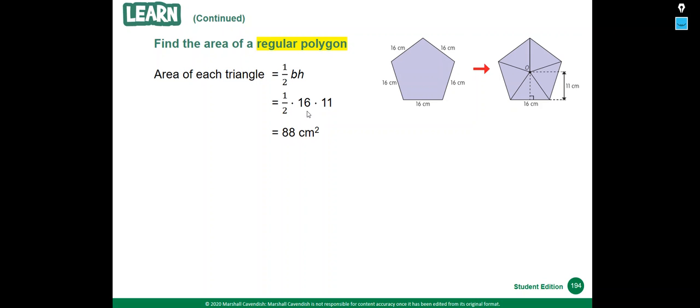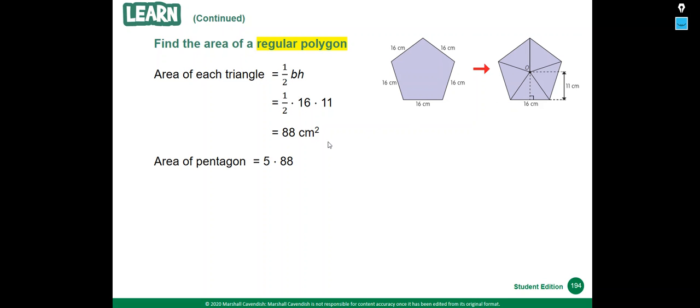When my numbers are nice and even like that, or I can switch them around to an even number, I like to do that before I multiply these two. But when these two are kind of weird numbers, I just multiply them and then take half of that. So here's my 88 centimeters squared, but that's just for one triangle. That's for this one down here, or this one here. They're all the same. They're all equivalent triangles, all the same size.